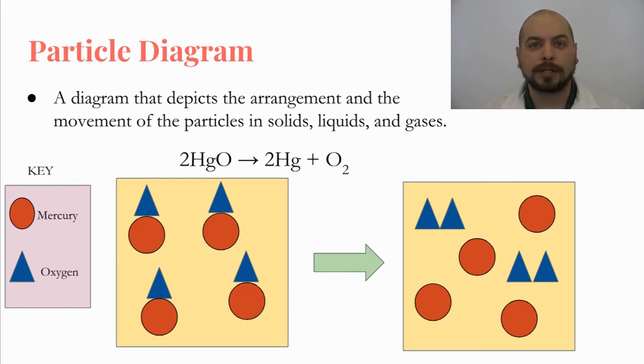Oftentimes the legend or the key is going to represent the atoms or molecules as needed, but sometimes they won't, and you're going to have to create one yourself. Make sure when you're doing this you represent not just the atom's identity, but also the relative size. In many cases, the relative size is just as important.